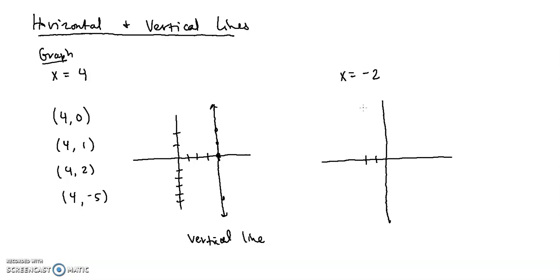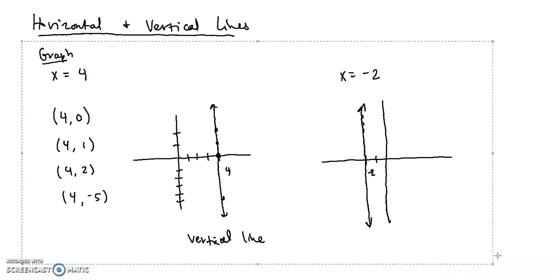You say, okay, that's a vertical line through -2. Okay, so this one's at -2, this one's at +4. All right, so X equals a number gives you a vertical line. All right, so if you've got that, then the other one's got to be the horizontal line.